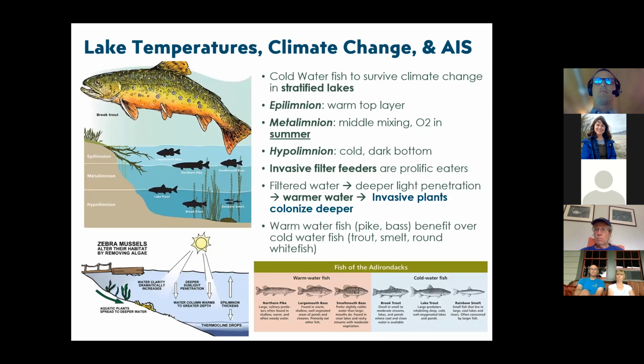And lastly, before I hand it over to Brian, just going back to the importance of fish and cold water temperatures, reducing the introduction and spread of aquatic invasive species in the Adirondacks is incredibly vital to also support the survival of cold water fish in a changing climate. So cold water fish are your trout, your lake trout, your salmon, and your smelt. Some of the most beloved fish in our area. I don't know if you love them. I love them.